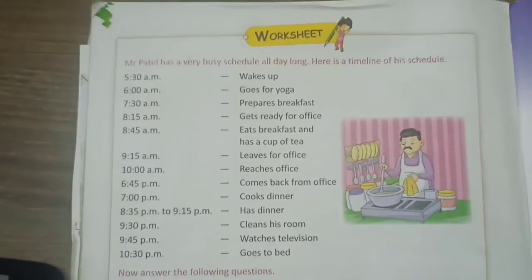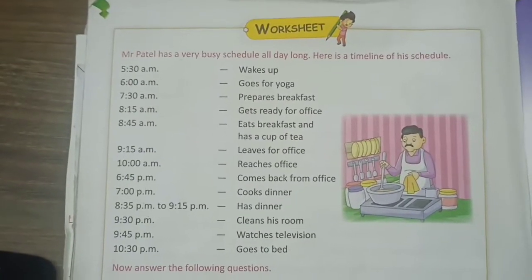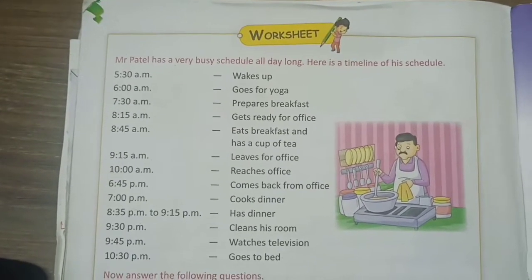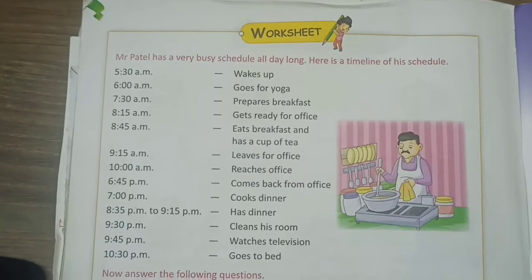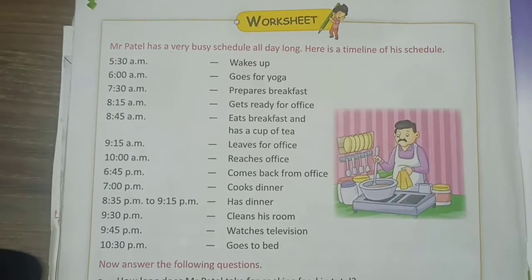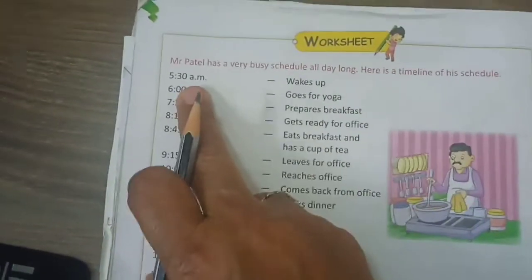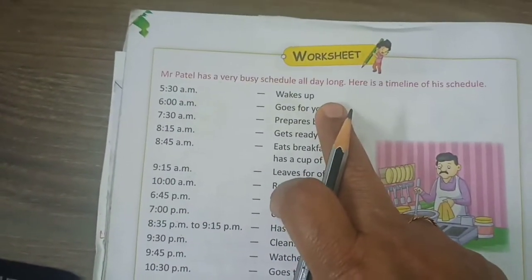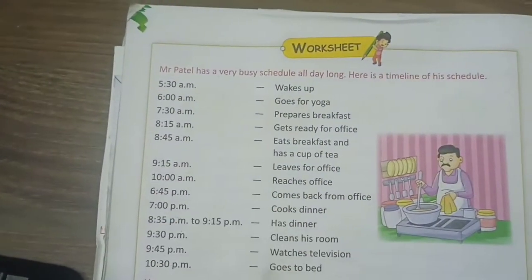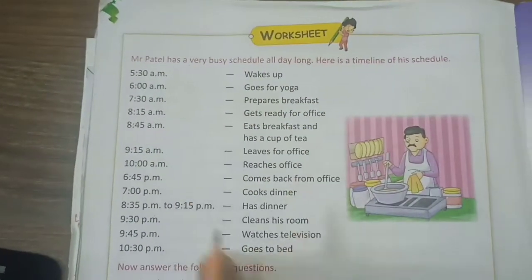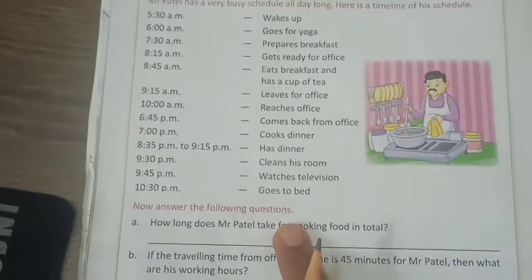Now children, we are going to see the worksheet. Here is a timeline given of Mr. Patel. Mr. Patel has a very busy schedule all day long. Here is a timeline of his schedule. See, 5:30 a.m. Mr. Patel wakes up. Here is the given time and here is his activity. On this timeline you have to solve the questions.